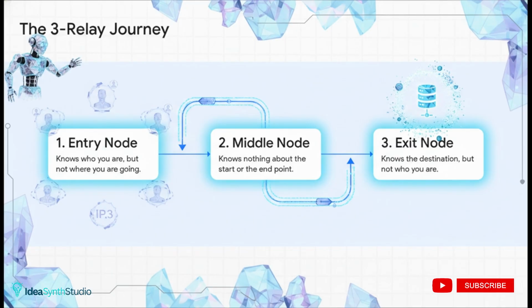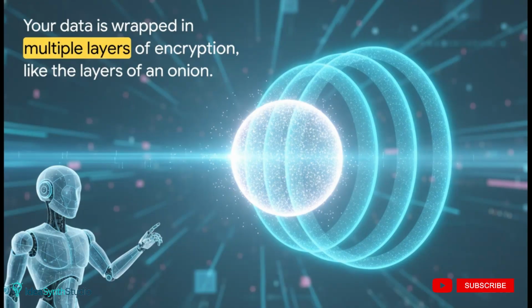From there, you're bounced to a random middle node. This one is just a middleman. It knows nothing about who you are or where you're going. And finally, you reach the exit node. This is the computer that actually connects to the website you want to visit. So the website only sees the exit node's IP address, not yours. The key here is that the exit node knows your destination, but it has no idea who you are. No single point in this chain knows both who you are and where you're going. It's brilliant. And that's why they call it the Onion Router.